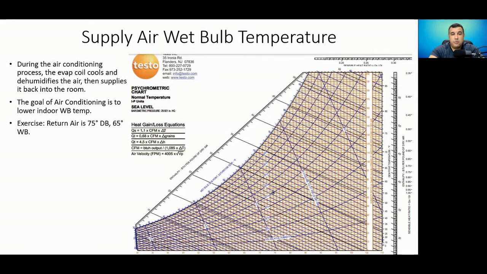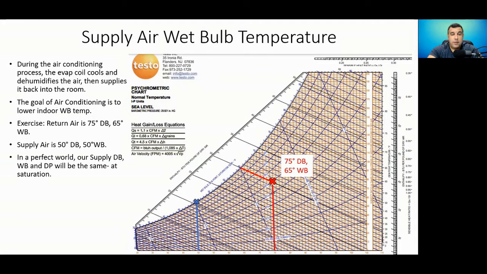75-degree dry bulb is in a return air and 65 wet bulb. When we plot that, here's our operating point. Now let's see what our supply air temperature is doing. That's 50-degree dry, 50-degree wet bulb temperature. So that's right here. Notice how that air is at its saturation point. It's resting on that saturation curve. Our dry bulb, wet bulb, and dew point are all the same temperature. That's because our air has been cooled down to its dew point. And this would happen in a perfect world where all three of these numbers, our dry bulb, wet bulb, and dew point, are all the same.